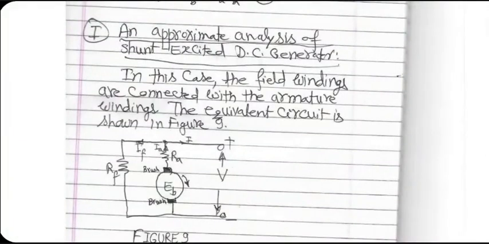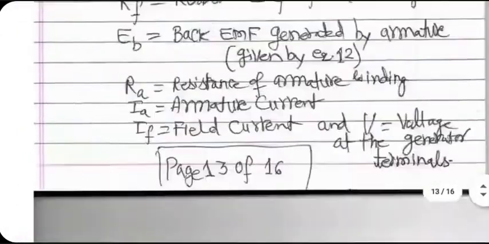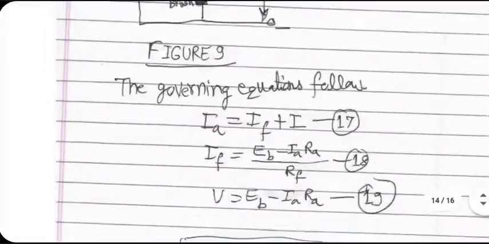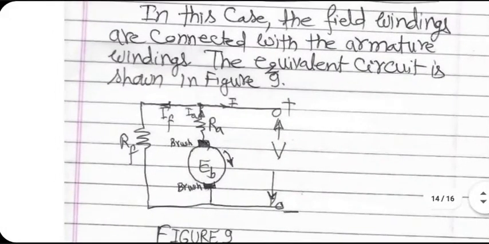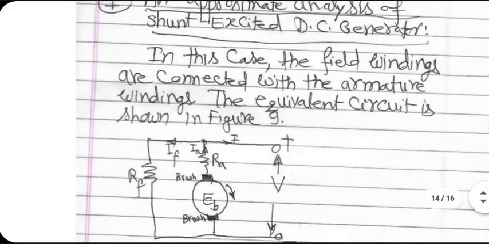Now, the second case is the shunt excited case. It's a self-excited case. That means you are using the generated voltage itself to feed the field windings. There's no VF here. In the separately excited case, we had VF. In the shunt excited case, VF is not there. What you are doing is the voltage coming out of the armature is connected across the field windings.